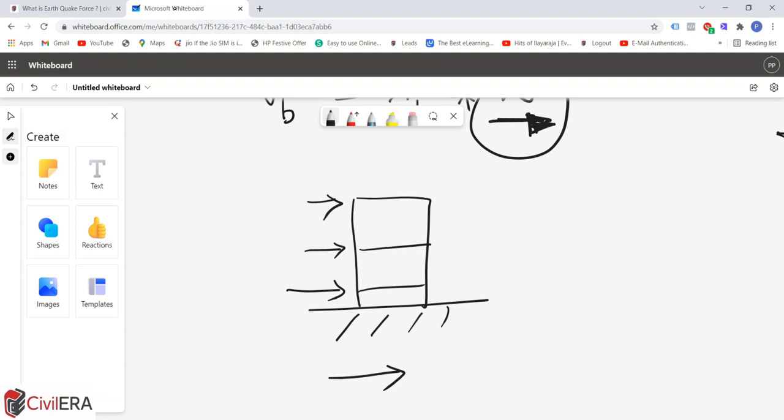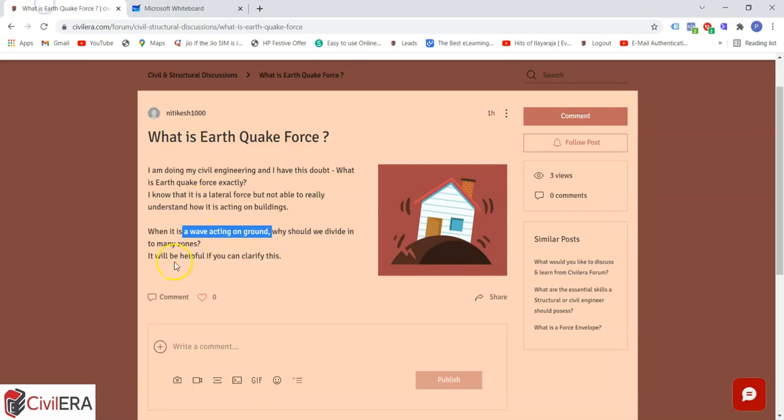So earthquake is a deflection type of load because of the inertia, and not a wave coming and hitting your building as is envisaged by many students. There are a lot of more things to be spoken about it, but my intention is only to answer the question that is posted here.